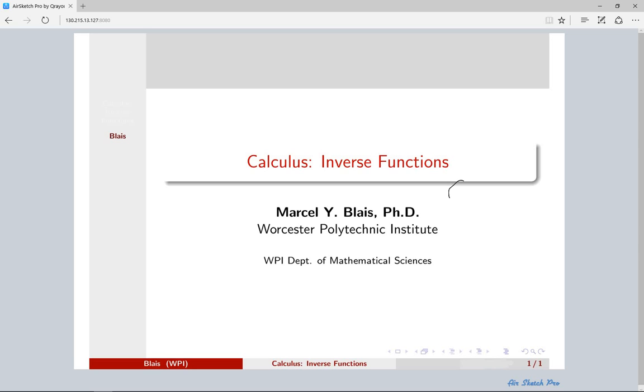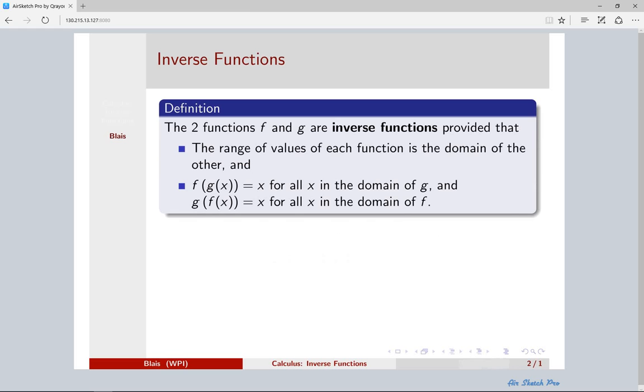In this lecture today, we will be addressing the issue of inverse functions. The definition of inverse functions: f and g are inverse functions provided that the range of values of each function is the domain of the other, and roughly speaking, you can think of this as they undo one another. So f of g of x is x, and g of f of x is x.